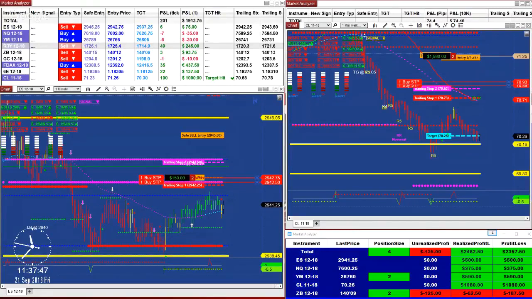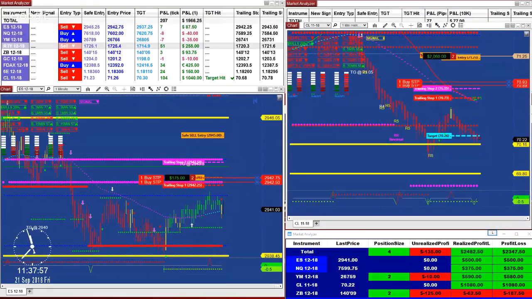Okay, the momentum on the Nasdaq has changed, and we'll see. It's about to take off. So it's fixing to get up. There we go. We are 10 ticks away from the entry on the Nasdaq. We'll see what happens.